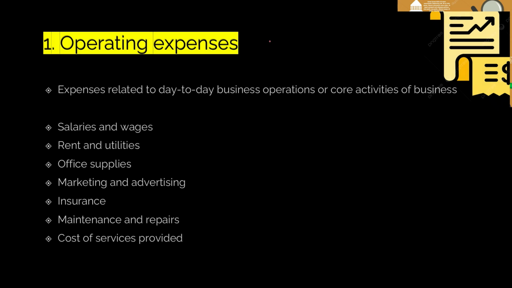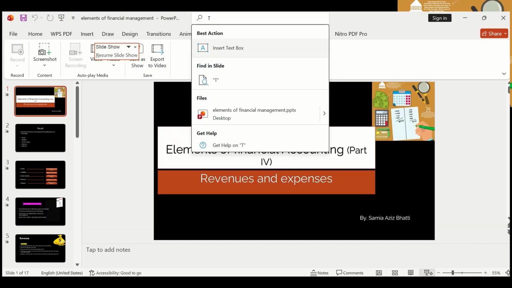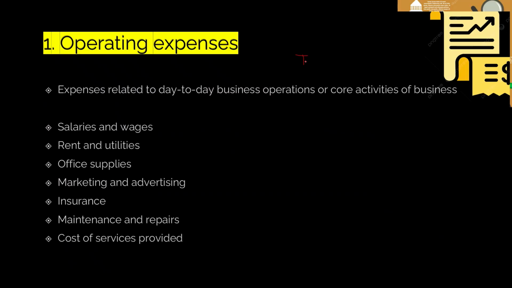Let's see the operating expenses now. This is the first type of the expenses. Expenses basically have two types, and this is one of the types of the expenses. So operating expenses are related to day-to-day business operations or core activities of the business. Very, very, very core activities.